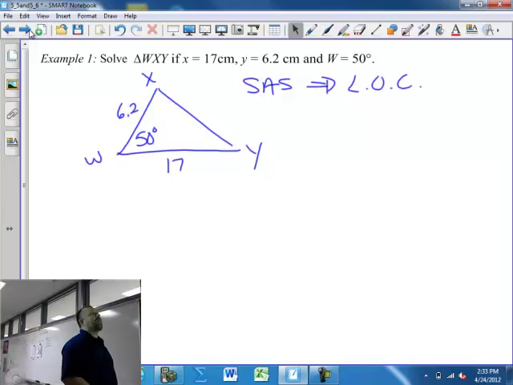So we have to decide what we want to solve for first. Well, in the law of sines, we had the magic pair, right?